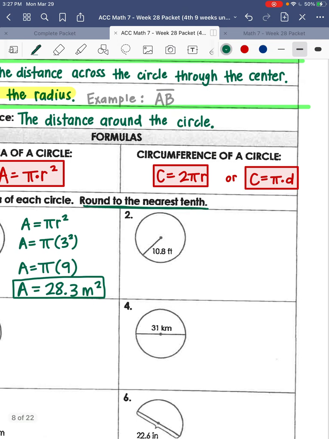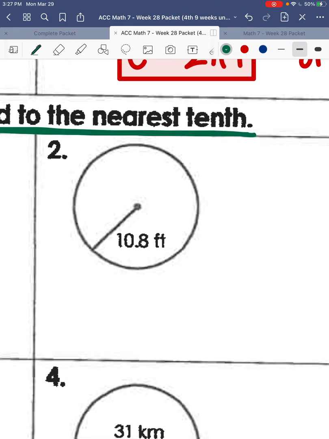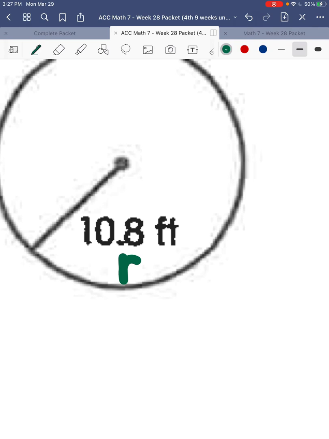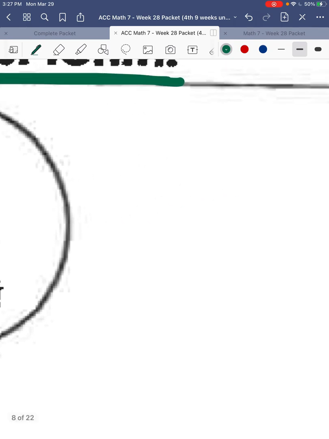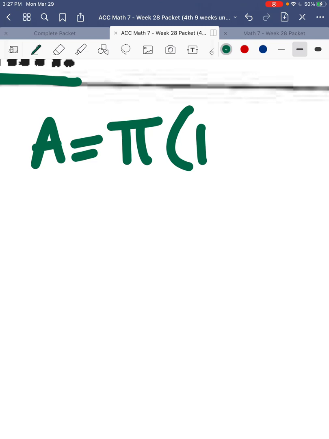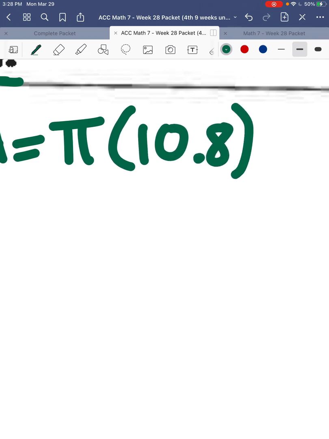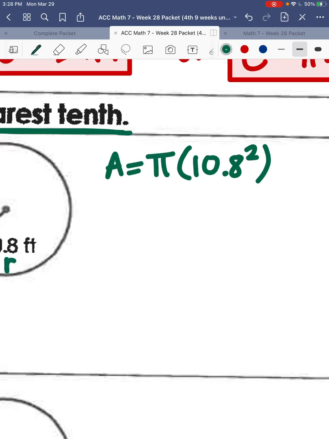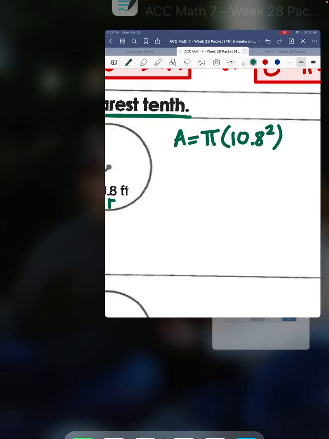Okay, let's look at number 2. So again, we're given a radius of 10.8. And we know our formula, area is pi times r squared. So we're going to use the pi button in our calculator, but I'm going to have to square 10.8. Oops. Let's square it. There we go. So I'm going to put it into my calculator just like that.